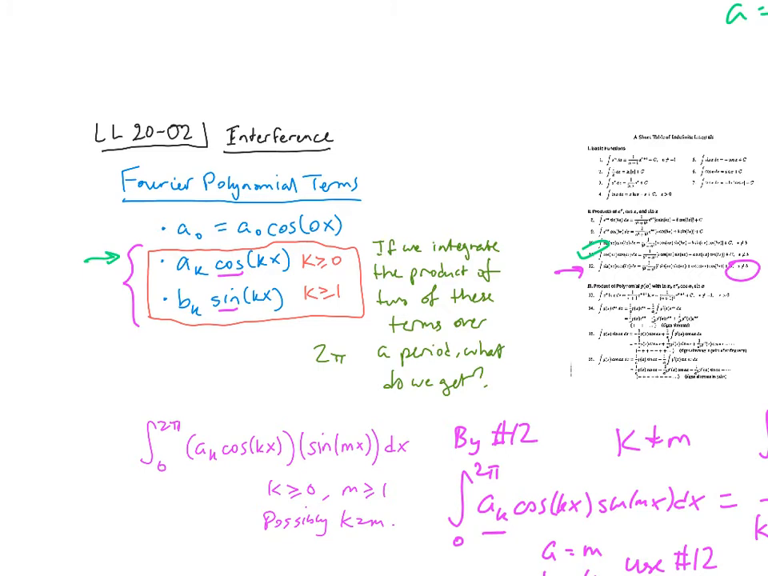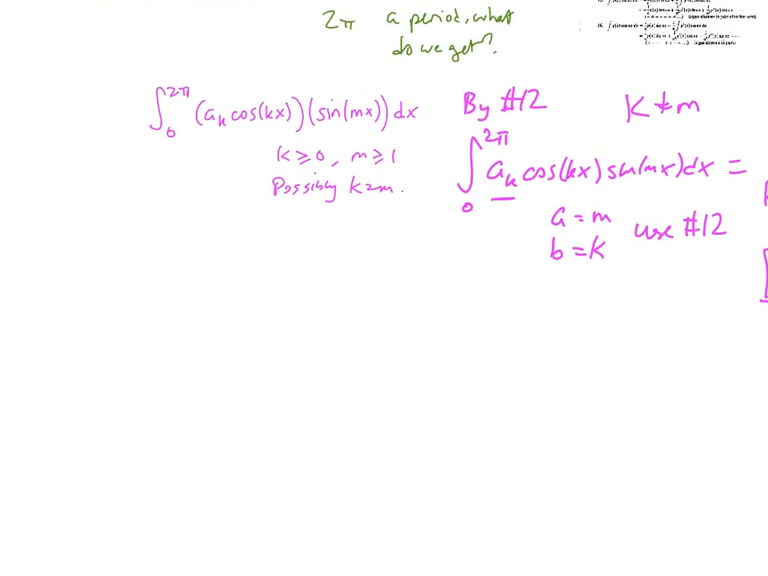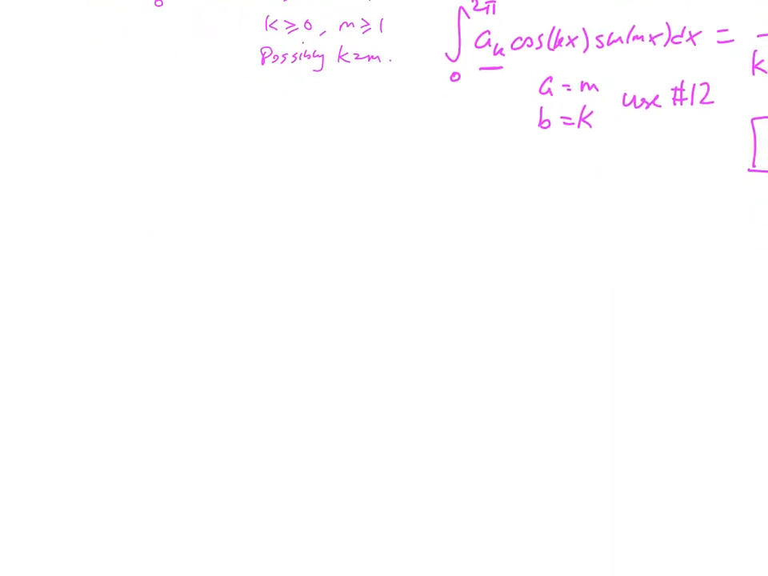What if we take the same cosine term? That is a cosine of kx times a cosine of kx. Integrate that. Well, let's find out. So I'm going to do this in a different color still. So what happens if I integrate the function a sub k times cosine of kx, and then multiply that by cosine of kx over one period?